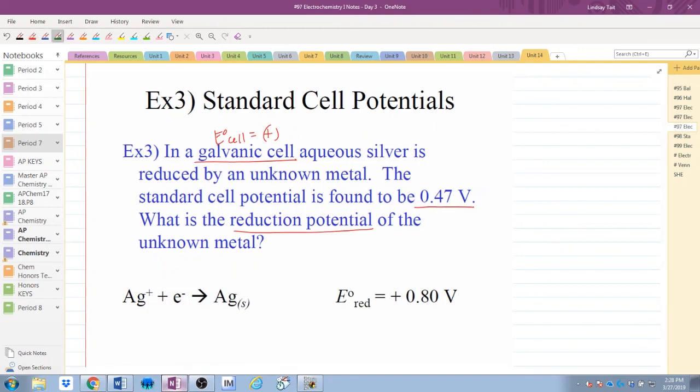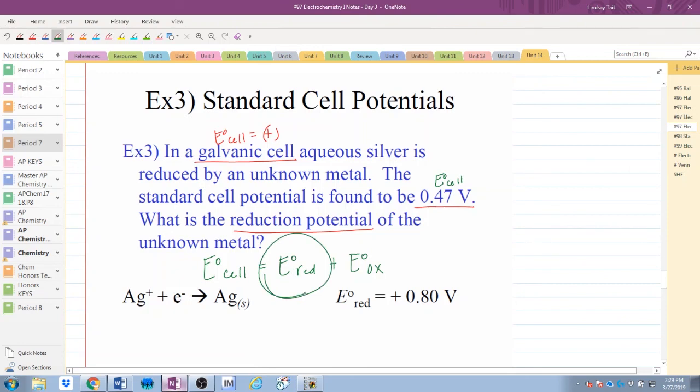All right, so if we think about our equation here, E cell equals E of reduction plus E of oxidation. So, can we agree that this 0.47 is our total cell potential? It said the standard cell potential is found to be. But who can tell me why we are not solving for this, even though the question says what is the reduction potential of the unknown metal?